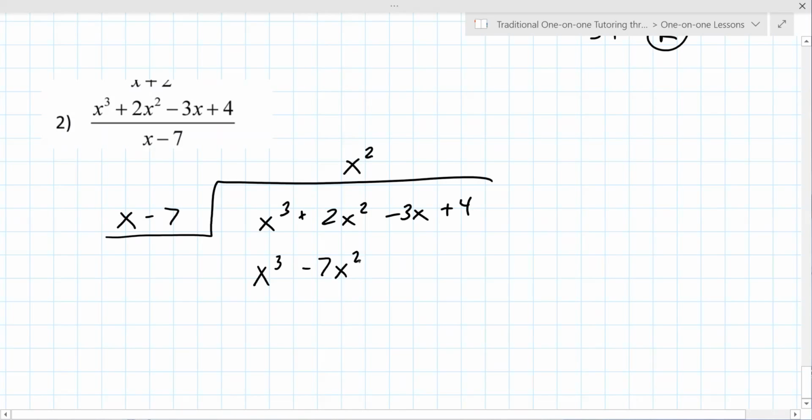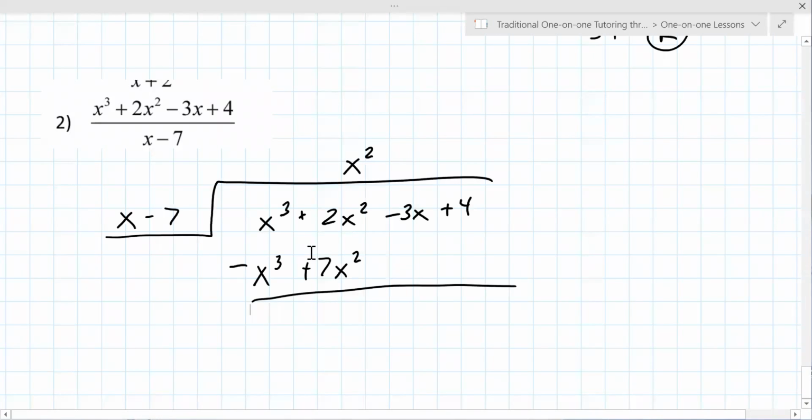And this is where you have a choice, like I was subtracting in the last one. What some students do is they change the sign, so they go minus plus, and then they add. So it's x cubed plus minus x cubed, 2x squared plus 7x squared. Which do you like, or which do you want me to do?